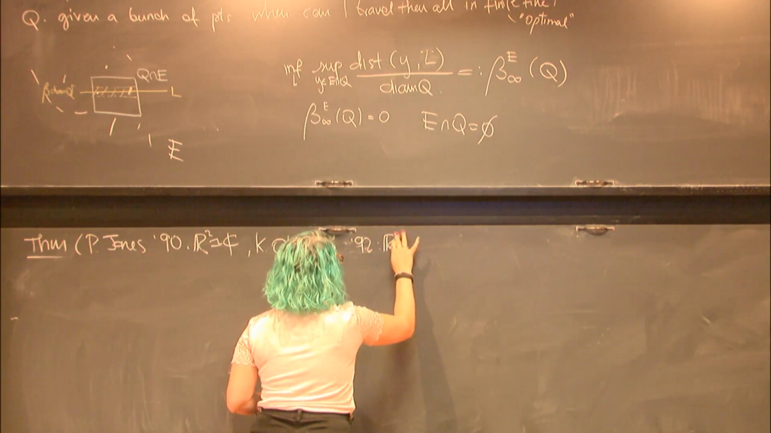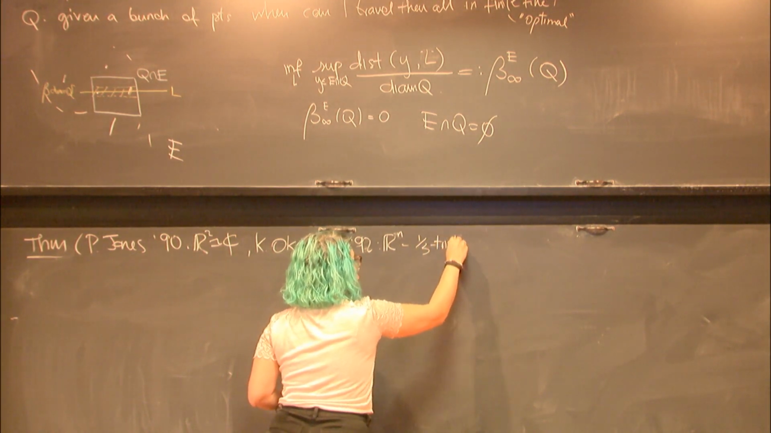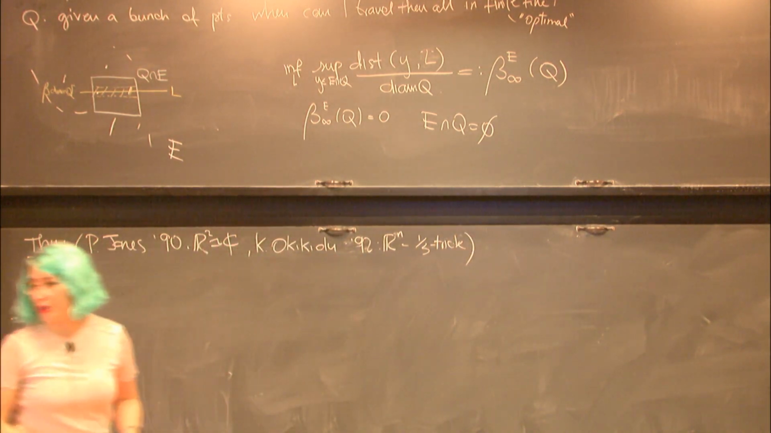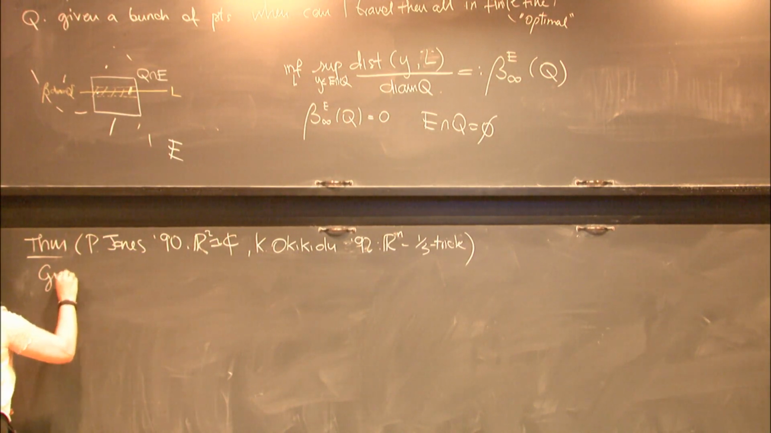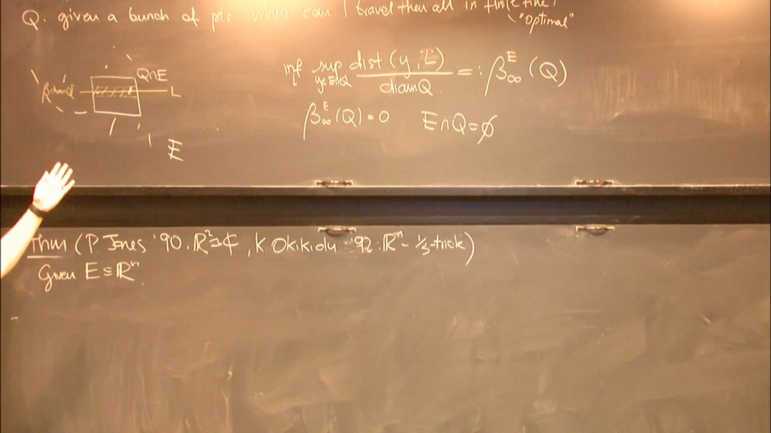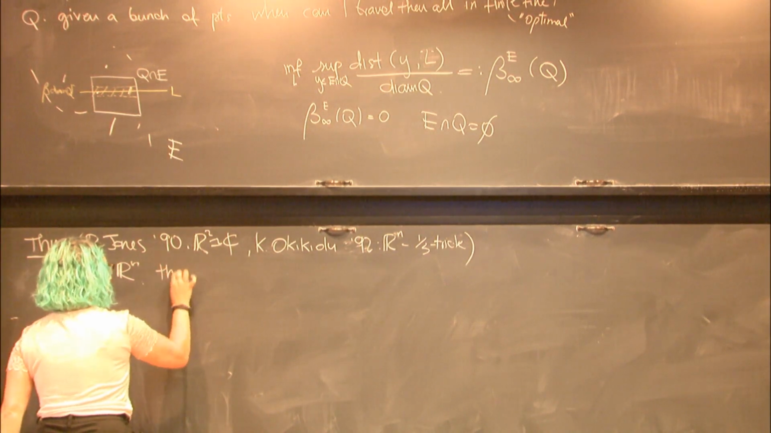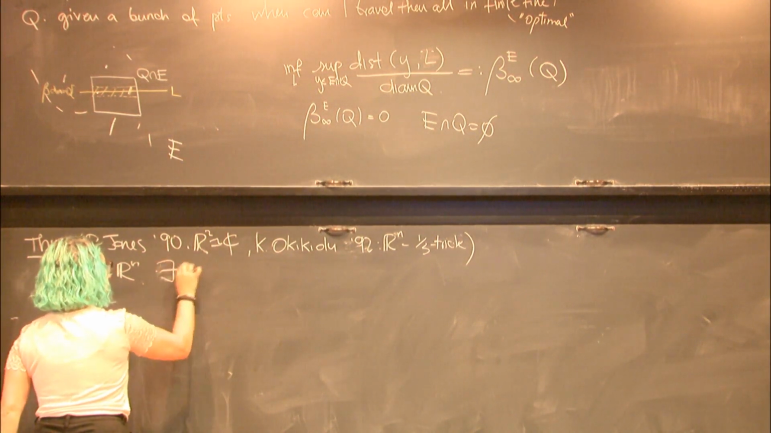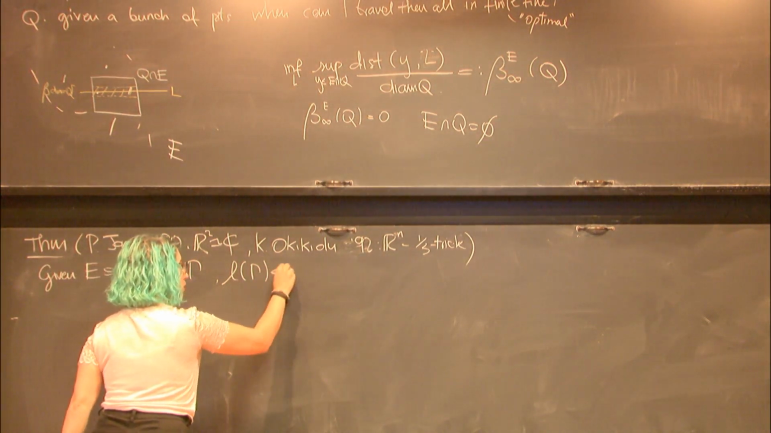Rn, and the key word, if you know what that means, you will be excited. If you don't know, it's not going to say anything, is the 1/3 trick. All right, so what does the theorem say? Given a bunch of points, so given E in Rn, I'm asking when does there exist a certain curve. So when does there exist gamma? Gamma is a curve of finite length.